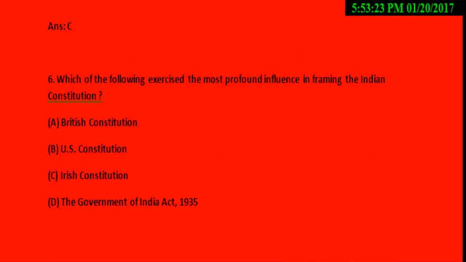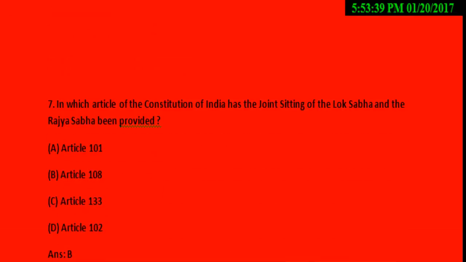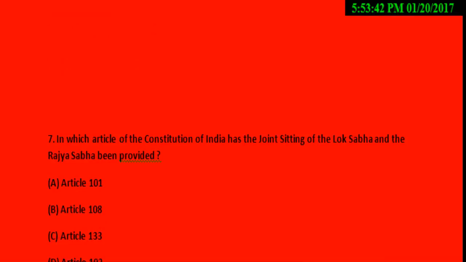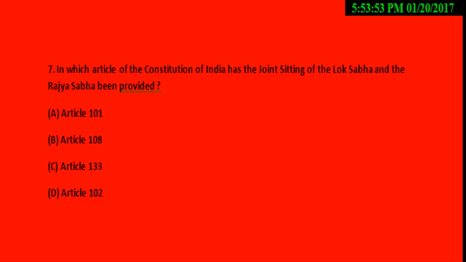Which of the following exercised the most profound influence in framing the Indian Constitution? British Constitution, US Constitution, Irish Constitution, or the Government of India Act 1935? So your answer is D. In which article of the Constitution of India has the joint sitting of the Lok Sabha and Rajya Sabha been provided? Article 101, Article 108, Article 133 or Article 102? So your answer is B.